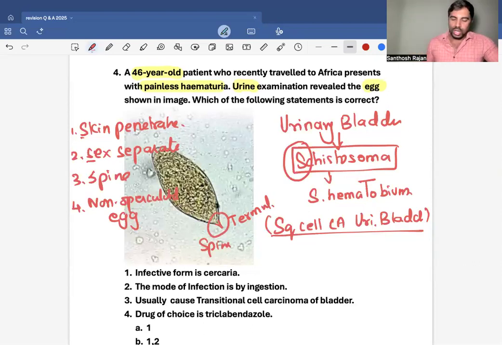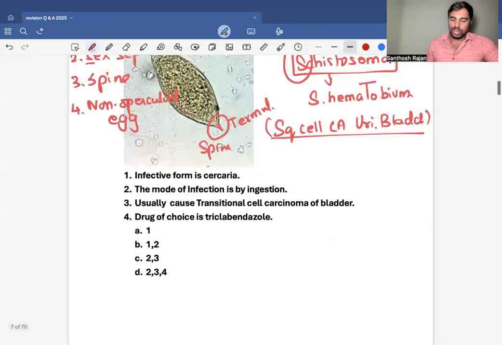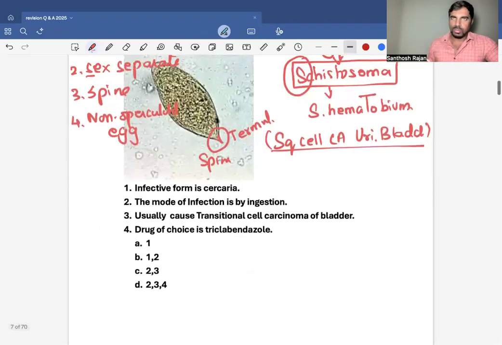Now you look. When I say skin penetration, the form which is penetrating is Cercaria. It starts with S only, Cercaria. So everything is S. Right. Now let's go to the options. One of your previous year questions was similar to this, so that's what we were stressing on. Infective form is Cercaria. Definitely, this is correct.